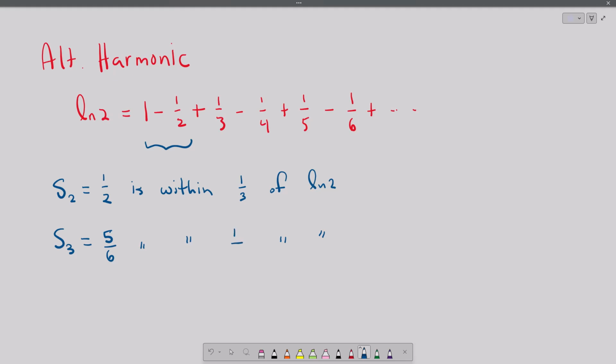1/4. Because it's absolute value. Yep. It's always the magnitude of the first unused term, so that it's always going to be a positive number.